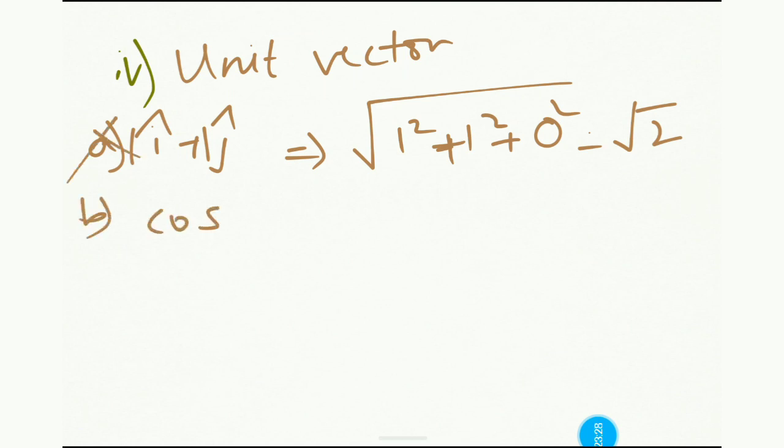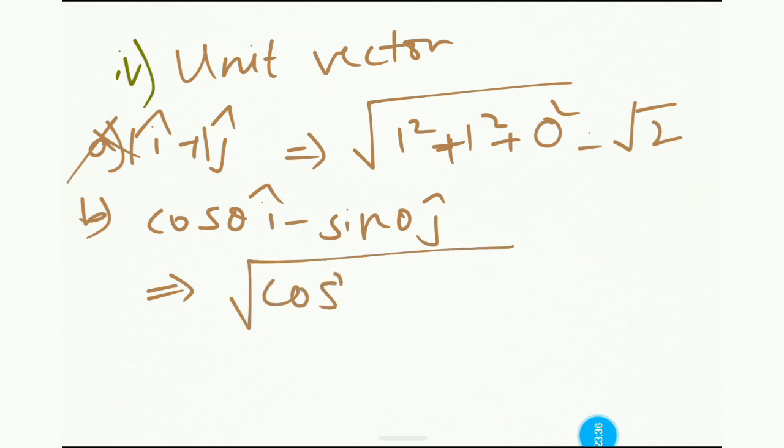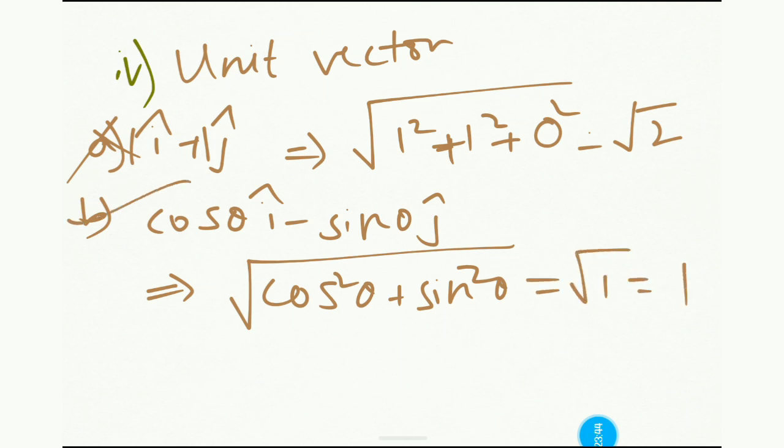it is not a unit vector, so A is wrong, cancel it out. Next, B is cos theta i cap minus sin theta j cap. Now find out the magnitude for this. It is going to be cos square theta plus sin square theta. Now cos square theta plus sin square theta is 1, so it is a unit vector, B is correct.